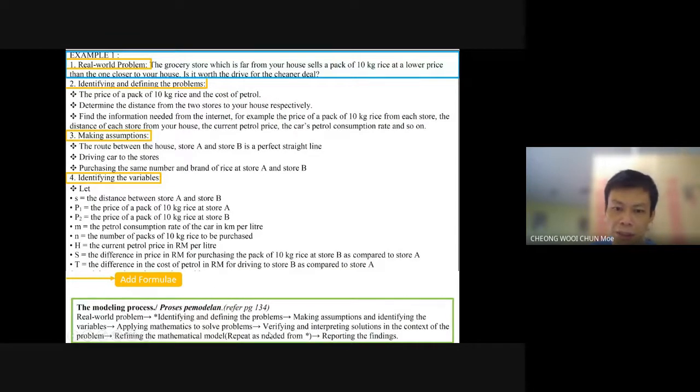So after identifying, we start with applying mathematics to solve problems.